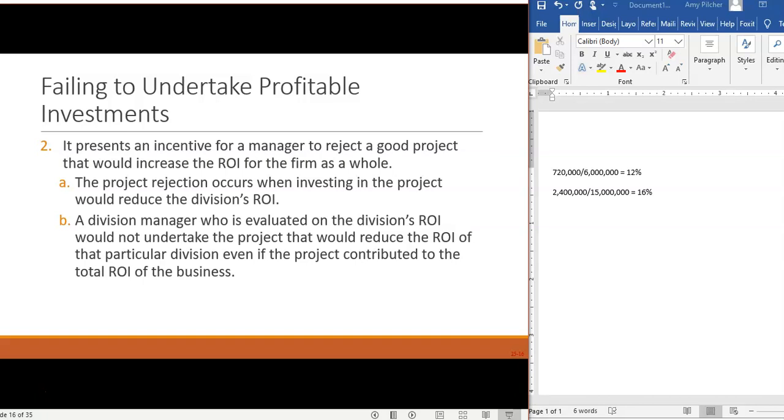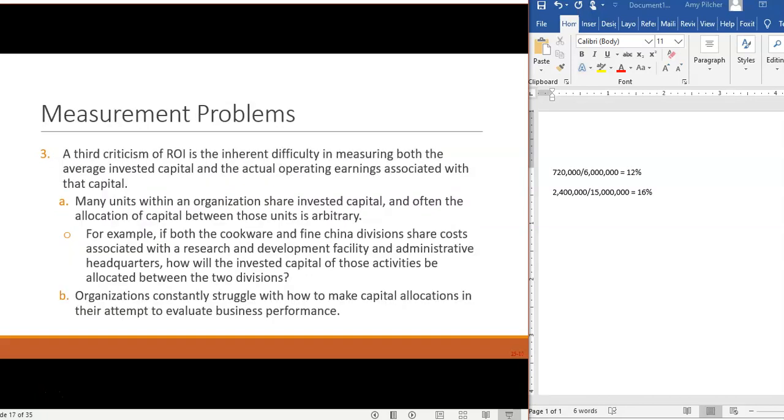This is one of those reasons that we don't want to create bonus structures or performance evaluation structures for our managers that only look at one factor. Because if we make it based on one factor, managers will find a way to manipulate that factor for their benefit. The third thing is measurement problems.